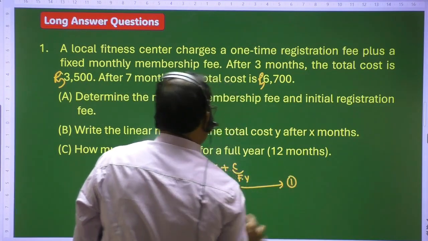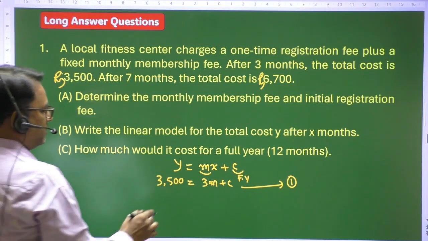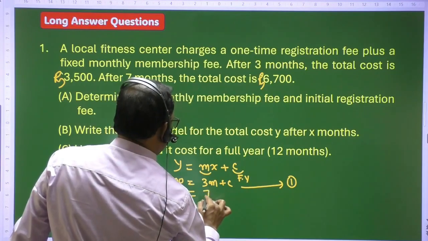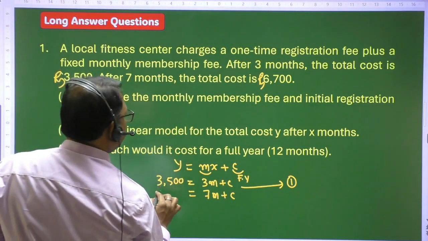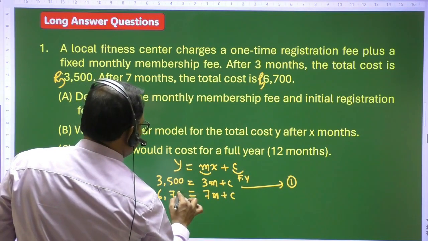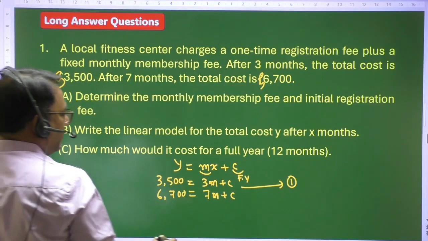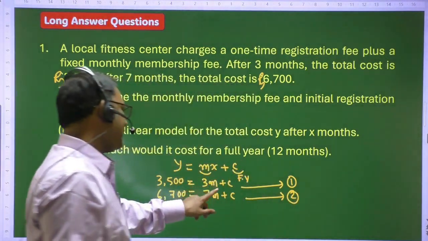This is number 1. And after 7 months, so when x is 7, I have 7m plus c, and in that time the total cost is 6700. So I have 2 equations and 2 unknowns. Can we find c and m?